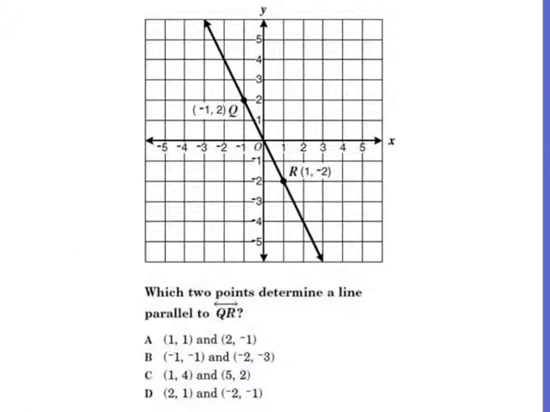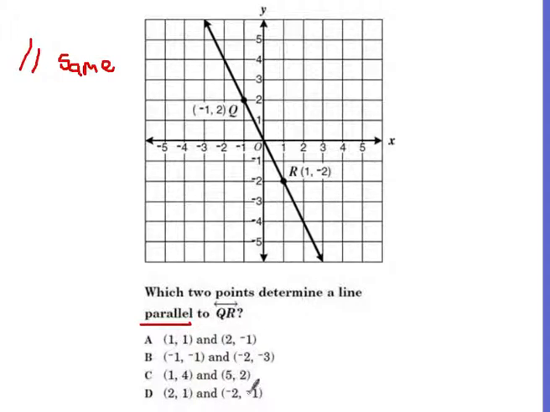Which 2 points determine a line parallel to QR? Key thing here being parallel. We know that parallel slopes are the same, and perpendicular slopes, we flip and switch. A couple ways you could do this. If you wanted to, you could just plot all these sets of points and just kind of look at it. That would help you eliminate some choices. The best way to do this, the most accurate way, is just to calculate the slope of this line and then go through all these other points and find their slope.